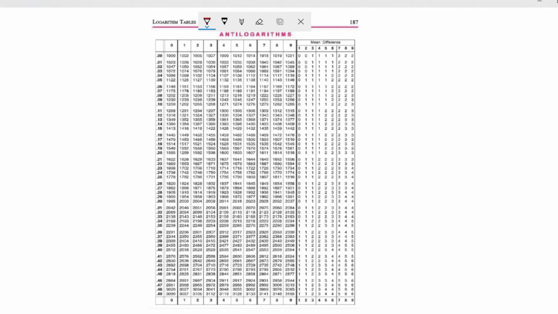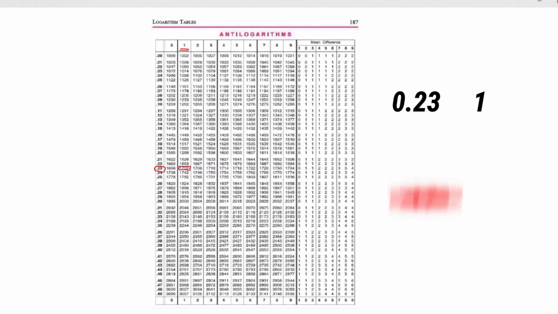In the same method, we have to look for 0.23, that is coming here, then we have the next number 1. So corresponding to 0.23 and 1, we have this number, that is 1702. Now we will repeat the same numbers, 0.23, 1 and 5, where 5 is in the mean difference. So corresponding to 5 here, we have this number, 2.